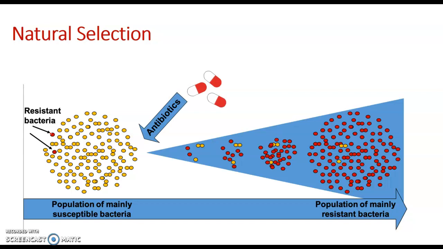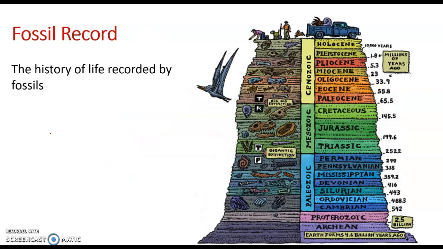So let's look at some of the sources of evidence that we have for evolution, since we can't always see natural selection happening in real time, because it happens so slowly. The first thing that we have is the fossil record, the history of life recorded by fossils, which shows that life progressed from the simple to the more complex. So the further down you go, the older an organism is, and as you come up in the fossil record, you're accumulating more and more complex organisms.